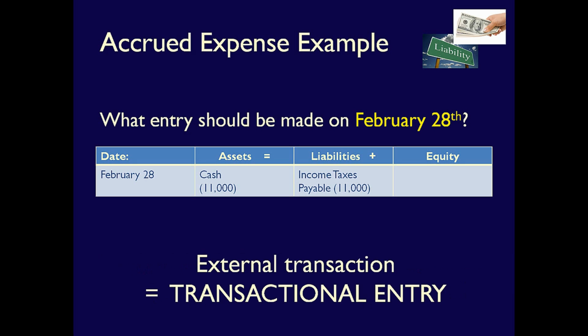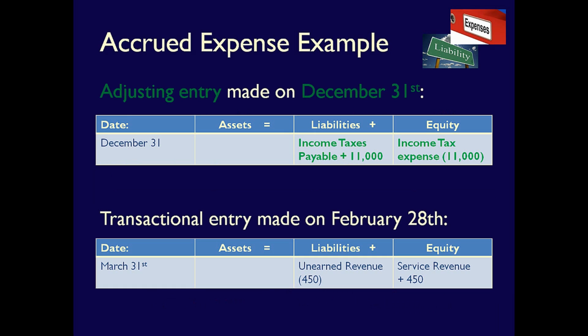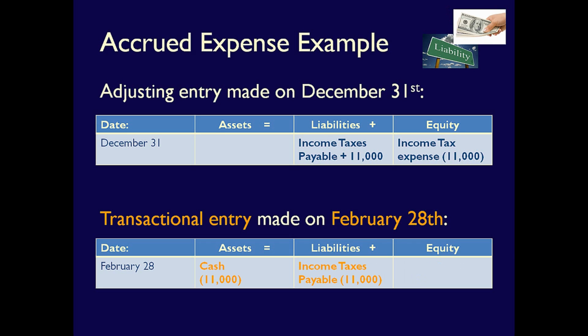Now, let's look at both entries together. Remember that the first entry is an adjusting entry made at the end of the period or year. It's an internal transaction recording the fact that the company incurred a cost that they have not as yet paid, so they have to record an expense because we incurred a cost and a liability because we owe cash in the future. In the following year, when we actually pay cash, we have to do a transactional entry. Remember that this is an external transaction because we paid cash to an outside party, and our liability decreases because we don't owe anyone anything anymore.